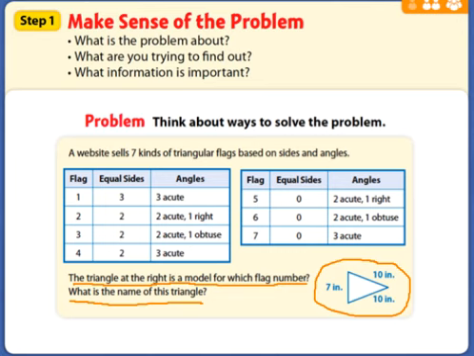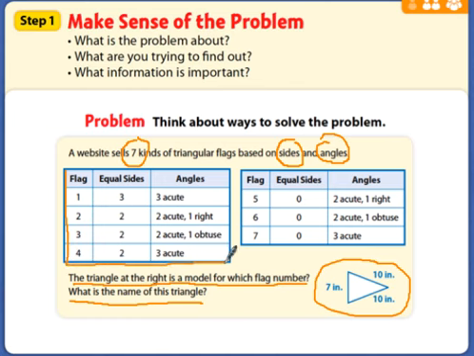All right, so let's read our problem again. A website sells 7 kinds of triangular flags based on the sides and angles. The triangle at the right is a model for which flag number? What is the name of the triangle? All right, so as far as the information that's important, it is important that there are 7 different kinds of flags that are sold, and these different flags are based on their sides and their angles. But really, the main information that is important for us is going to be included in these tables.